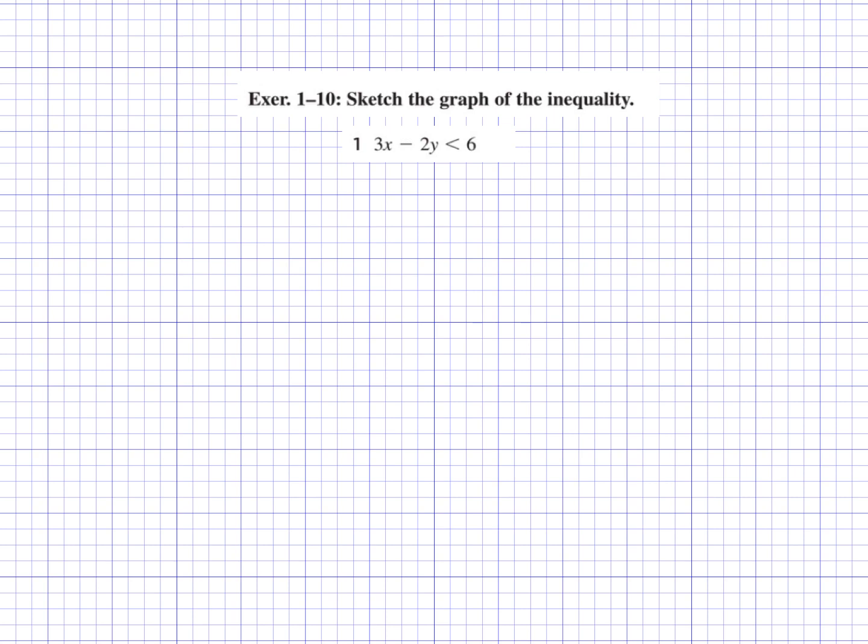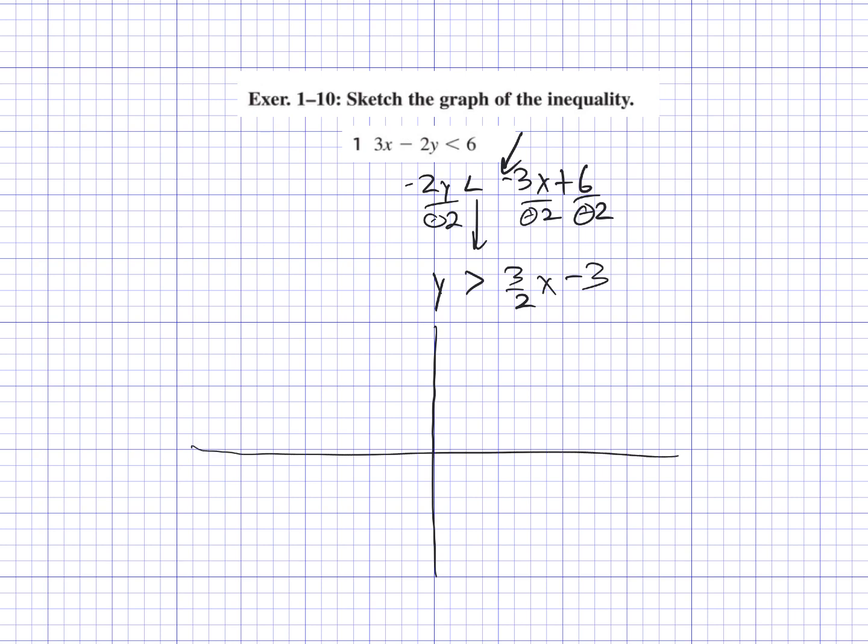Okay, so first of all, let's put it in slope-intercept form. So negative 2y is less than negative 3x plus 6, and divide everything by negative 2. Since we're dividing by a negative, that means we have to change our inequality. So we have y is greater than, negative 3 over negative 2 is positive 3 halves, and 6 over negative 2 is negative 3.